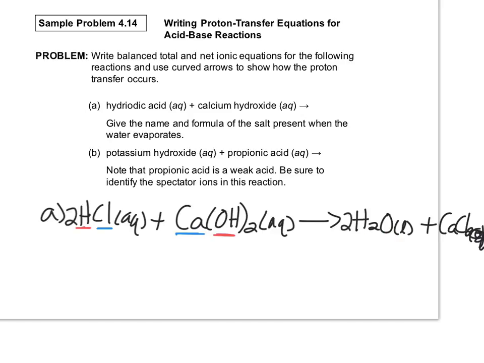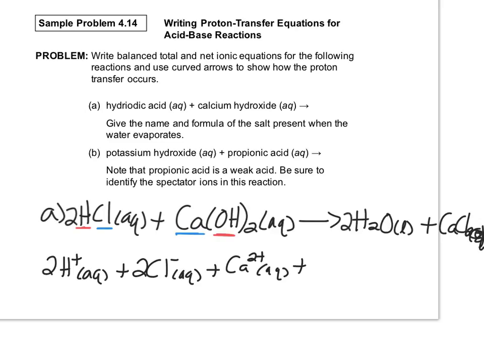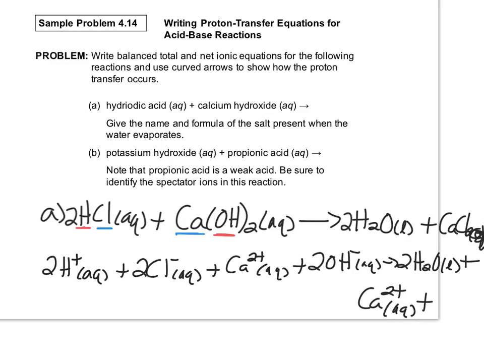Now I have to do my net ionic equation. That's the next step, right? So I've got to break apart things that break apart. Hydrochloric acid is a strong acid. It breaks apart. So I've got 2 protons, aq, plus 2 chloride ions, aq, plus a calcium with a 2 plus charge, right? It's aqueous, so it breaks apart. It's soluble. Plus 2 hydroxides, that's a negative, yields 2 waters. Water's water. It doesn't break apart, right? It's liquid water. Plus, I'm going to come down here, a calcium with a 2 plus charge, aq, plus 2 chlorides, aq.